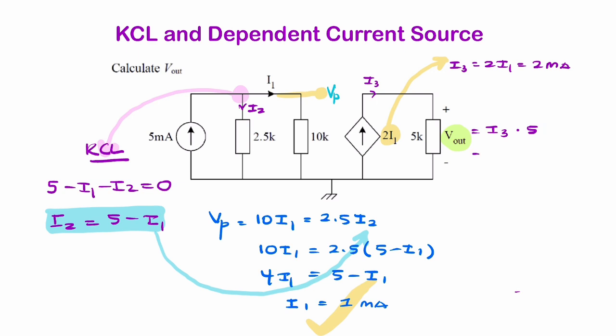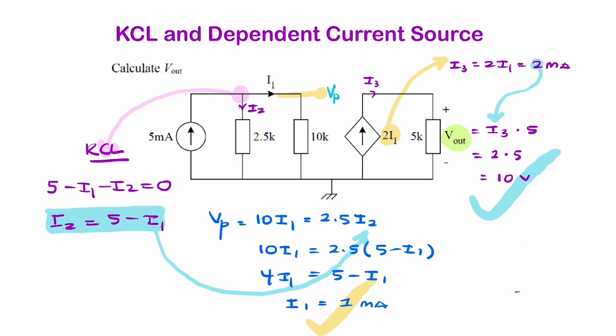I3, we just found that to be 2. So it's 2 times 5, which is 10 volts. It's volts because that's kilo ohms and that's milliamps, and we're allowed to do that. So that's your final answer. V out equals 10 volts.